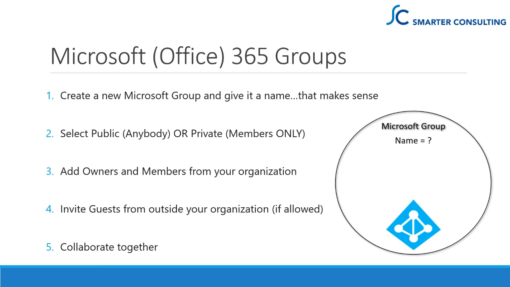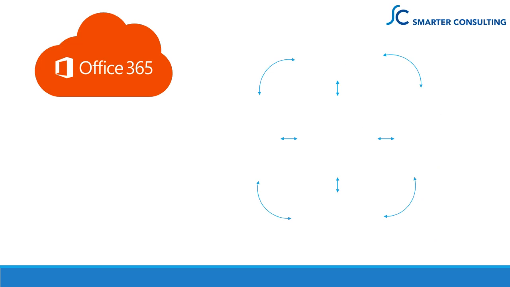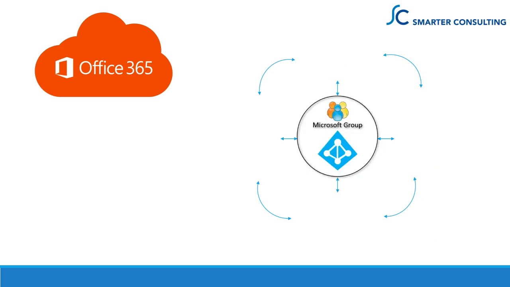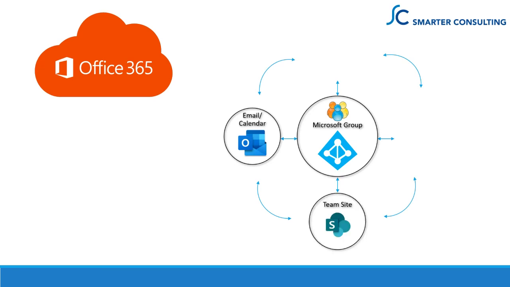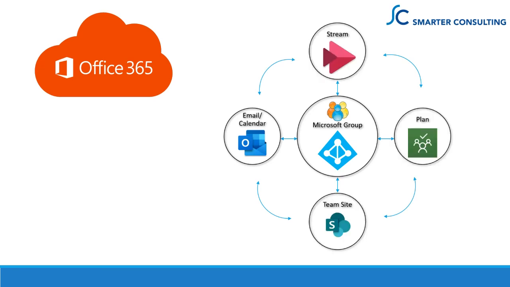You're going to choose whether it's a public group or a private group. Remember, we talked about the idea that a public group is open to anybody in your organization. A private group is only limited to certain members. You're going to add people from your organization and maybe invite guests from outside your organization if it's allowed and it's set up properly. The really nice thing about groups is it allows you to put people into something where you can collaborate together and access resources. After you create your group and put your people into it, you will then be able to use that group to access different applications.